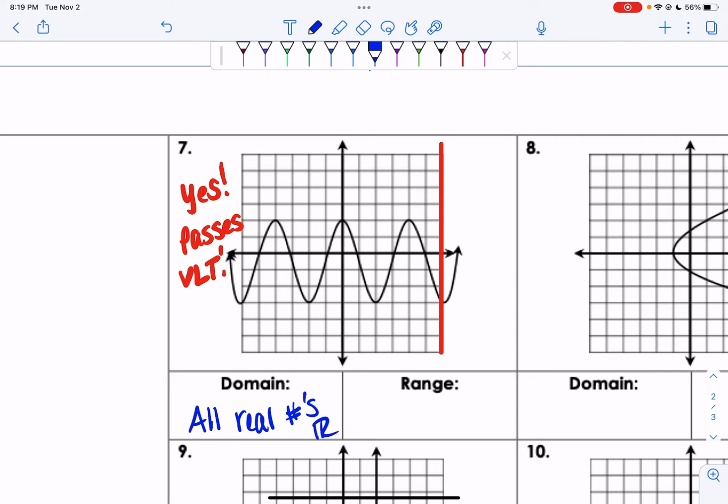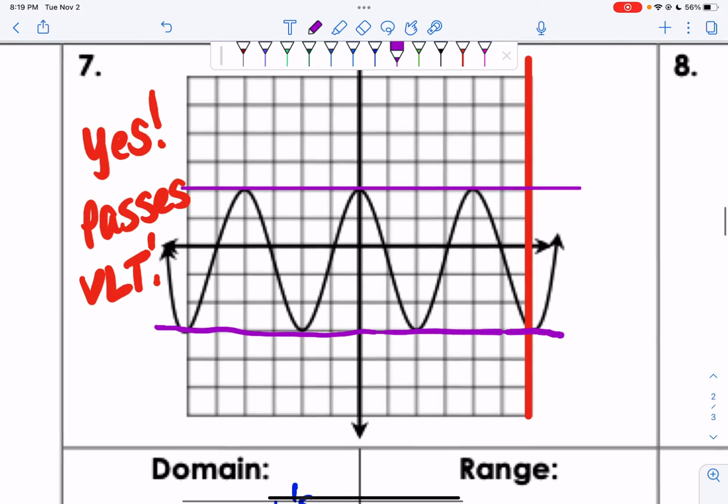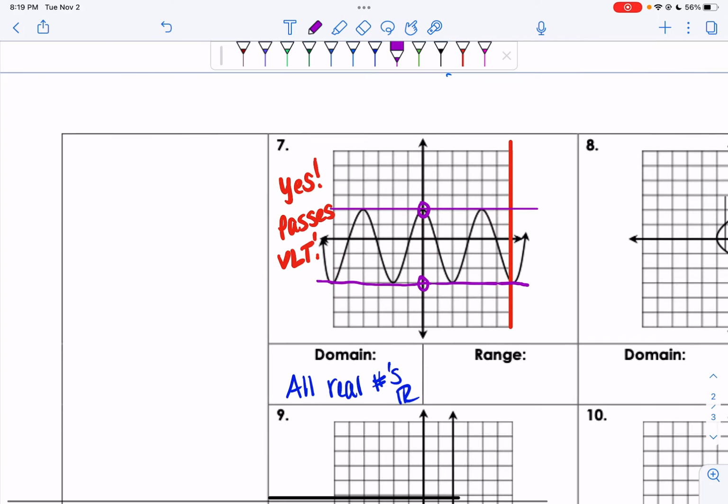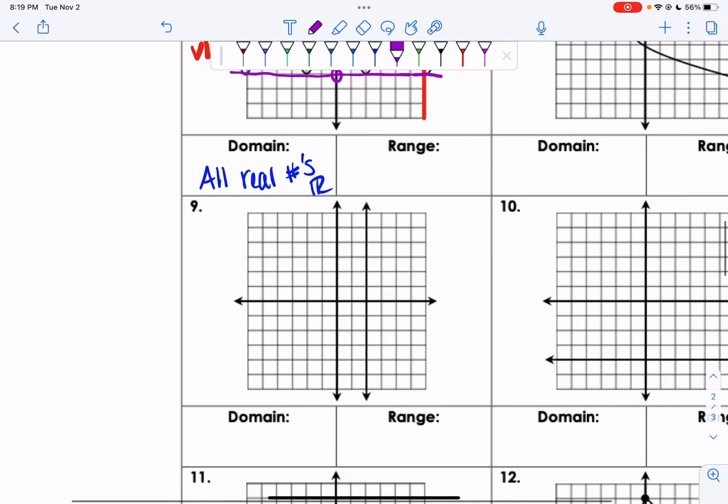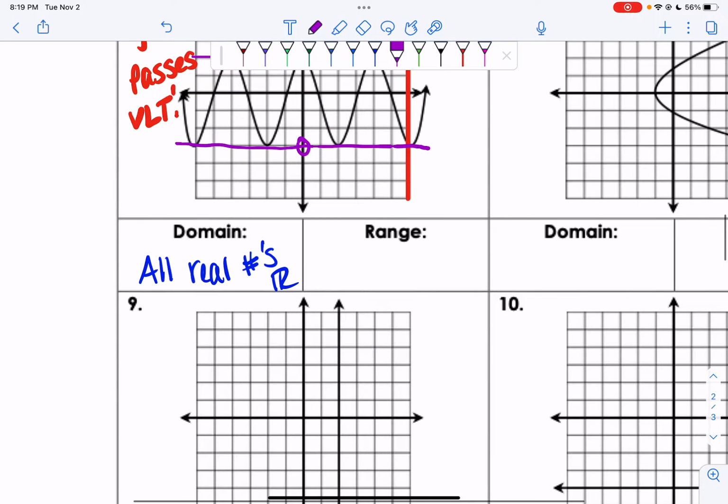My range, though, it's following a pattern. My y values are only hitting here, and they're only reaching this point as well. So my lowest y value is negative 3, and my highest y value is 2. So I can say that my range is negative 3 less than or equal to y less than or equal to 2, or I can use interval notation of negative 3 to 2.